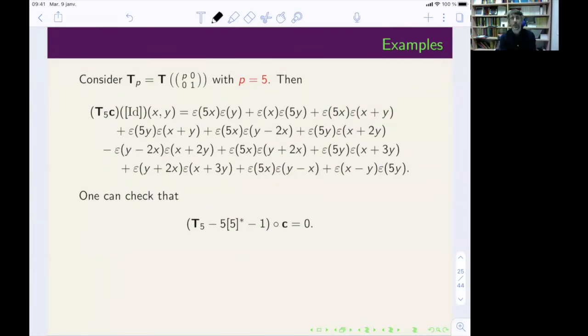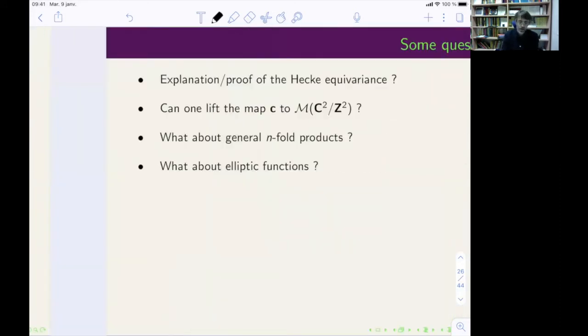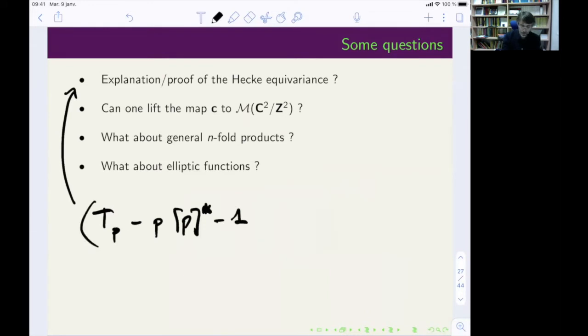So of course you find some pattern, and now you wonder why there is such a pattern, and that leads to the fifth section of my talk today: a few questions and a theorem. And the first question, of course, after I've said that, is: is the general pattern here that TP minus P times the pullback by multiplication by P minus 1, applied to C, is it always equal to 0? And you don't want to write down the formulas to do that.